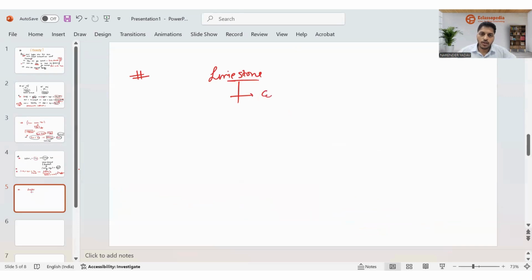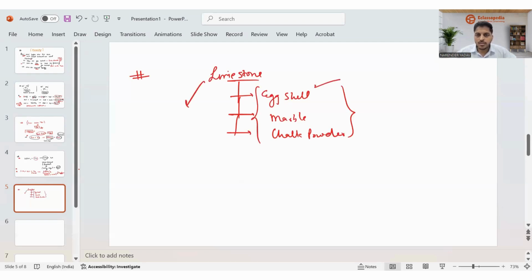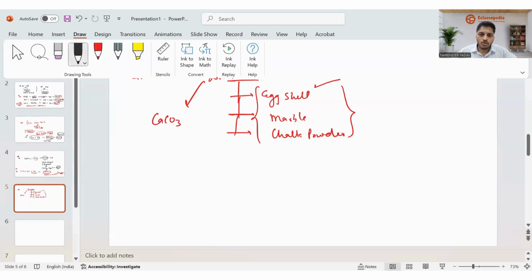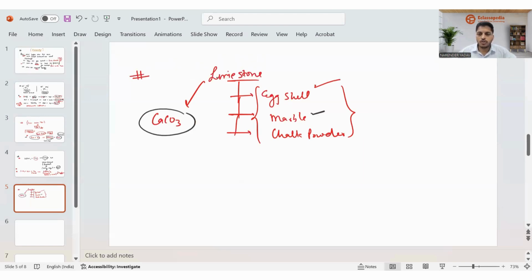Limestone is in the eggshell, the outer part of the shell. It is present in marble, which is used for flooring, and you can see it in chalk powder also. So these are the common examples. Just know that if the question is asked about eggshell, it will be calcium carbonate. If it is asked about marble, again take calcium carbonate. If chalk powder is mentioned, again it will be limestone, and its name is calcium carbonate.